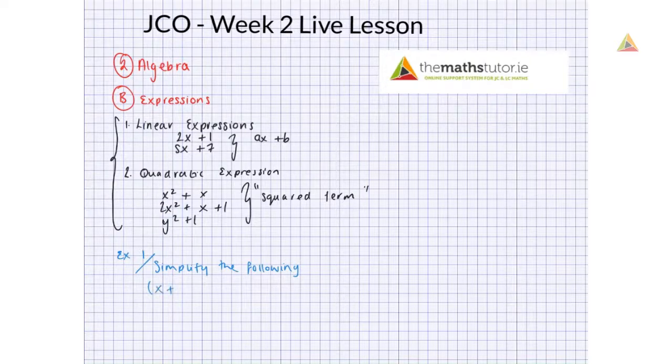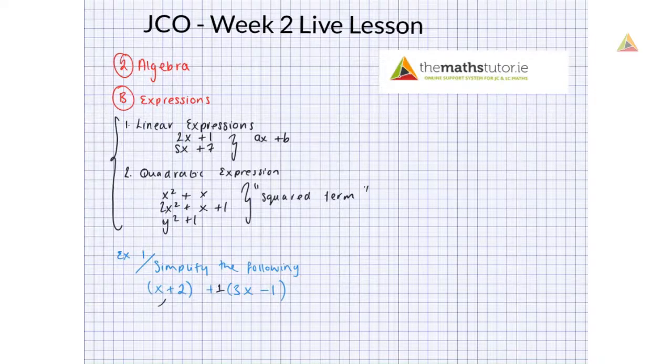If you had x plus 2 plus 3x minus 1, and you're asked to simplify the following. Here, it's as if you're multiplying this bracket by a plus 1. There's nothing in front of the first bracket there, so you can just pull it out.